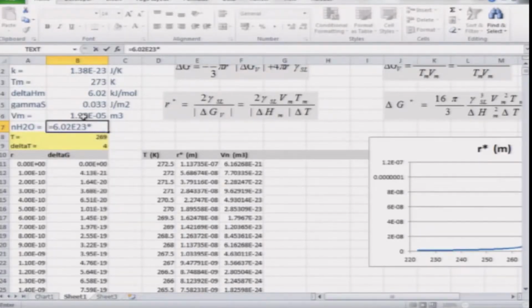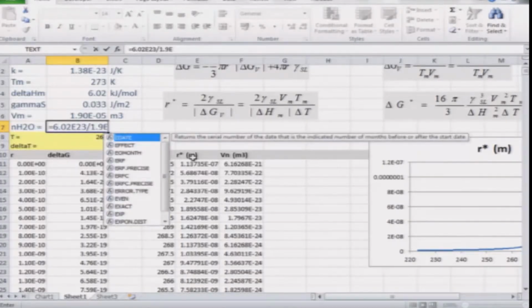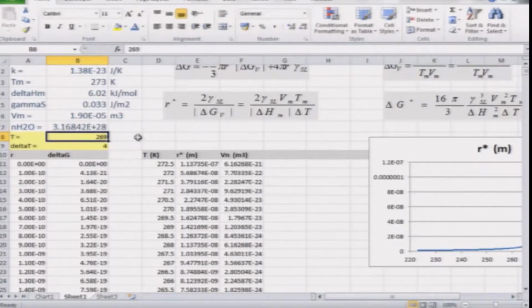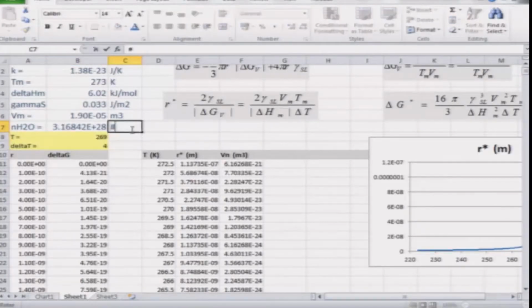Well, let me put in form of numbers only: 1.9 × 10^-5. No, this should not be multiplied, sorry. This we will divide. So 1.9 × 10^-5. So the Avogadro number divided by the molar volume would give me the number of molecules of H2O in 1 meter cube.